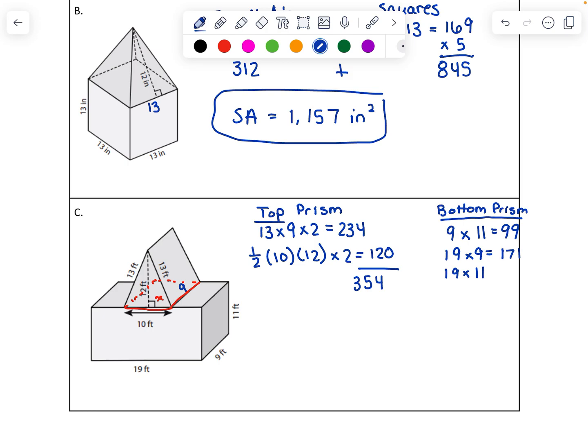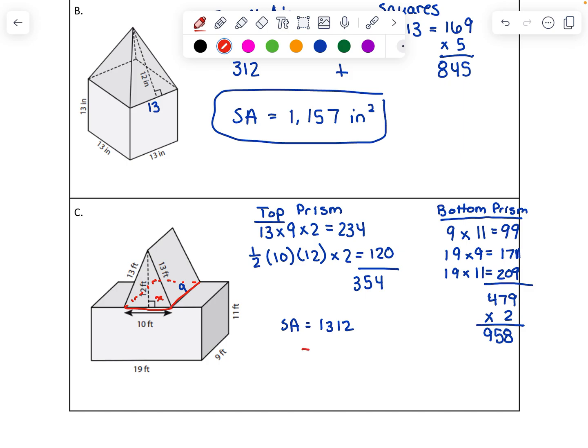So I'm just multiplying these on my calculator. 19 times 9 is 171, and 19 times 11 is 209. I add those. I got 479, and I am going to times it by 2. So 958 would be that. So if I add these 2 numbers together, 958 plus 354, I get 1,312.